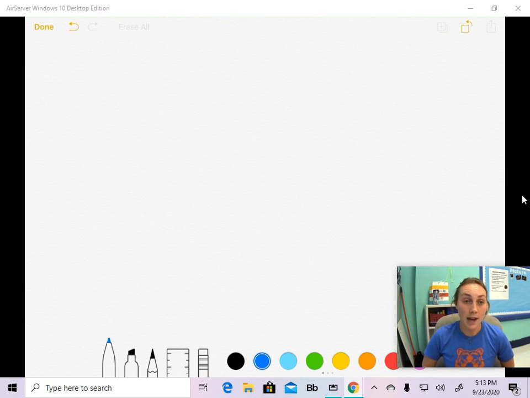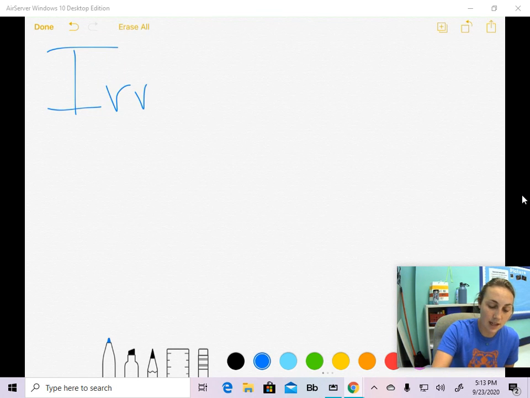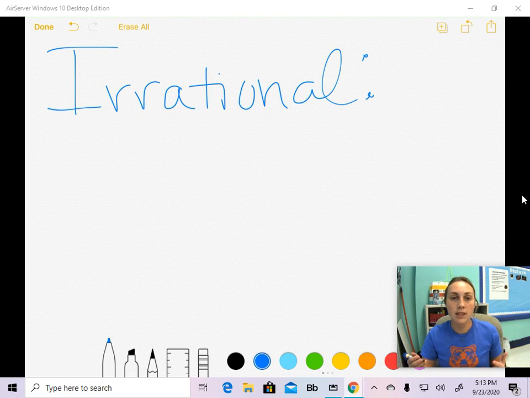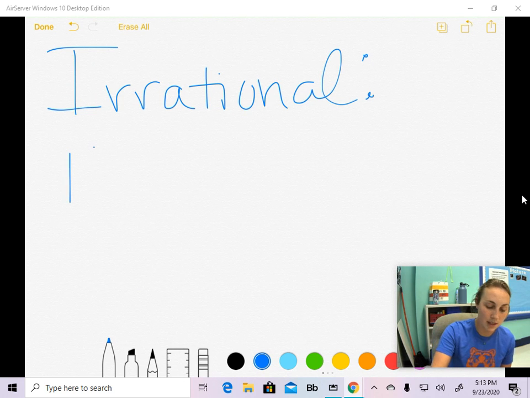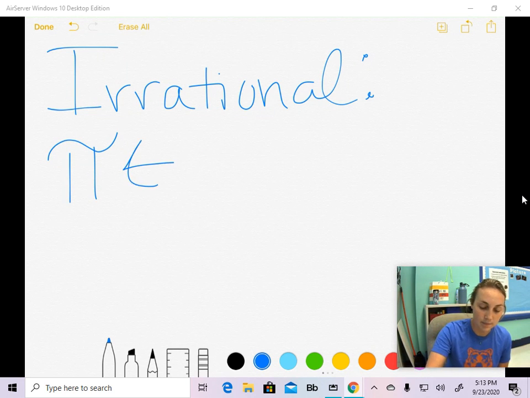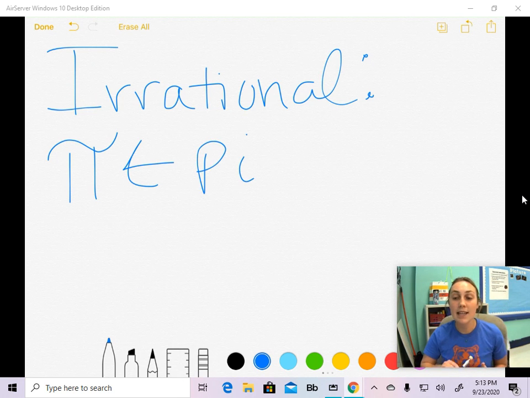Let's get into irrational numbers again. So an irrational number is any number that cannot be turned into a fraction. So let me give you some examples of an irrational number. For example, one of the most famous irrational numbers is going to be this funny looking number right here. That is called pi. Okay, pi is the most famous irrational number in the world.